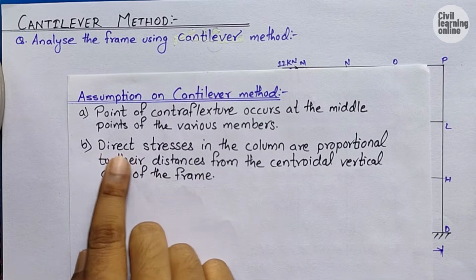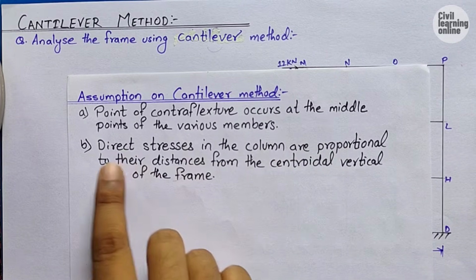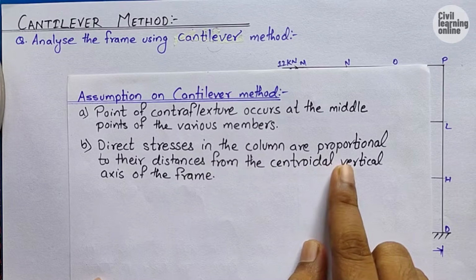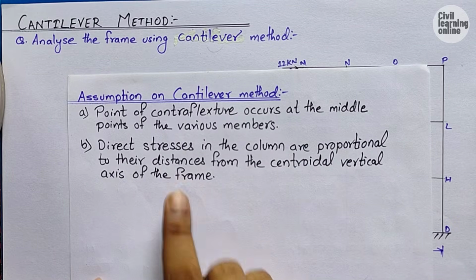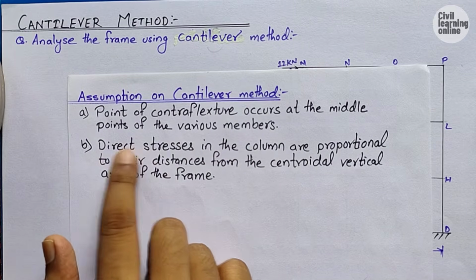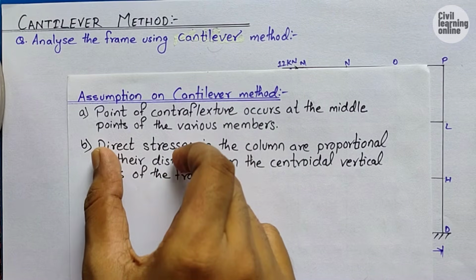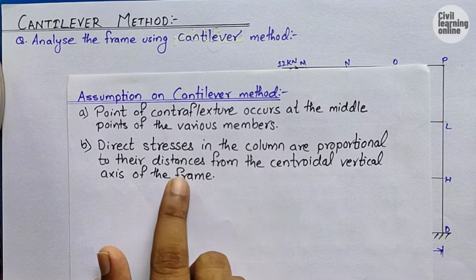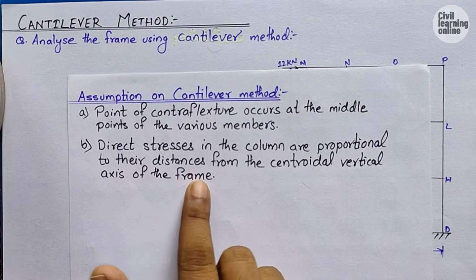So the second assumption is, direct stresses in the columns are proportional to their distances from the centroidal vertical axis of the frame. Now here we need to note that there are 2 points. First one is the direct stresses, and I am going to show you how to calculate the direct stresses. And second one is the centroidal vertical axis of the frame.